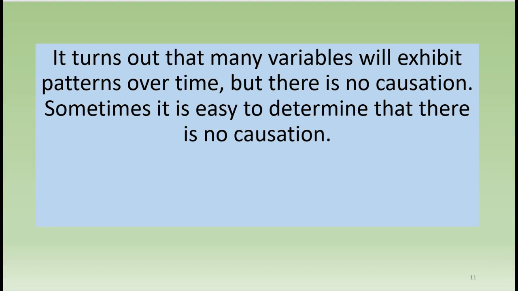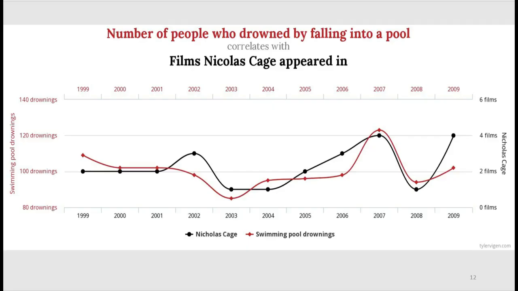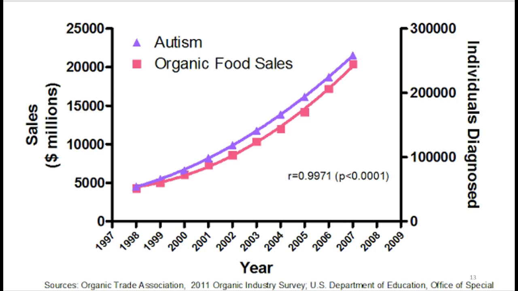Sometimes it's easy to determine that there is no causation. For example, consider this plot. This plot is making a comparison between the number of films Nicolas Cage has appeared in and the number of people who drown in a swimming pool. Notice that these two variables have a similar pattern over time. Thinking rationally, you can see it's obvious that the number of films Nicolas Cage appears in has nothing to do with number of drownings. Other times, it's much harder to determine that there's no causation.